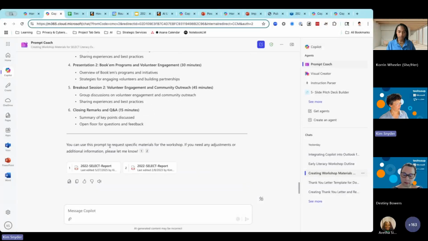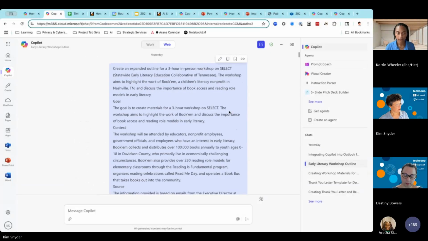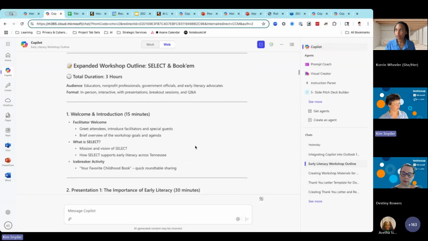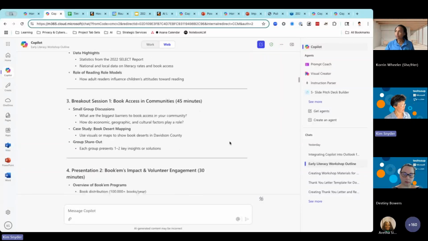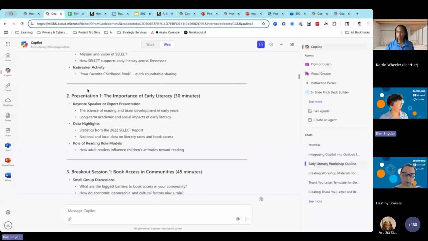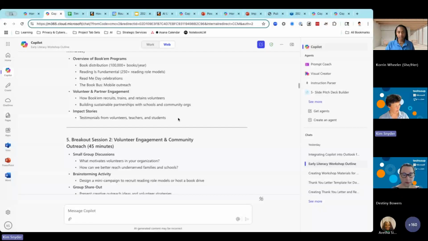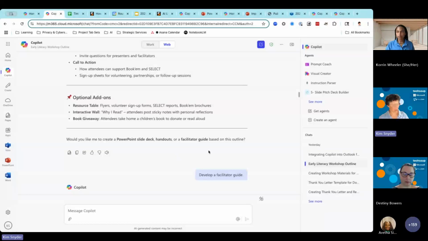And then again, it gave me a workshop. So then I asked it to create an expanded version of that outline, which it then did. So it's building upon that skin-and-bones outline that it had created before to give me more information about things. And I noticed that in here there were a couple of presentations: the importance of early literacy, the Bookum, which is the nonprofit that was asking for this, etc.